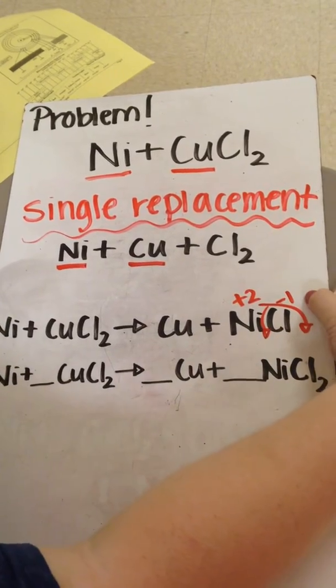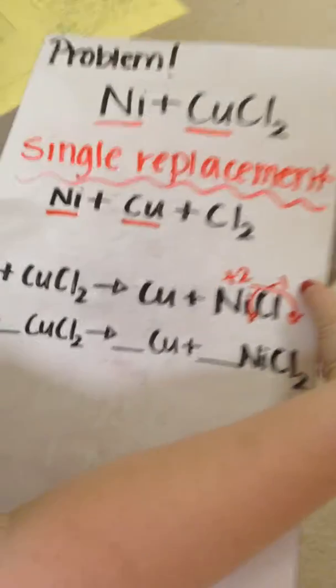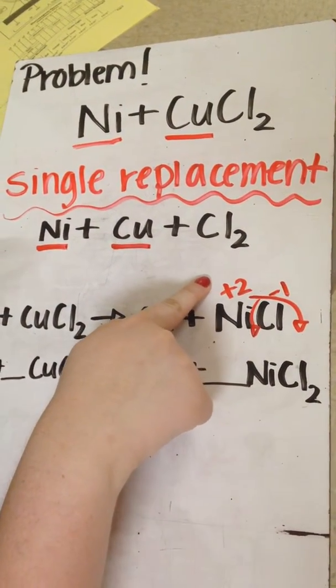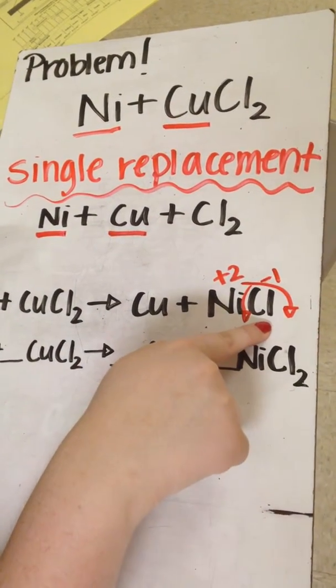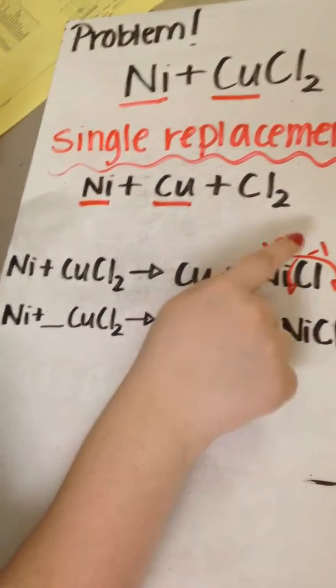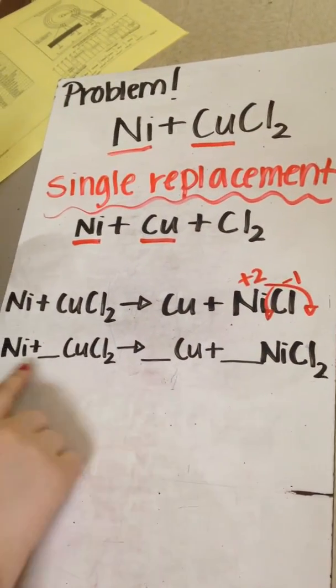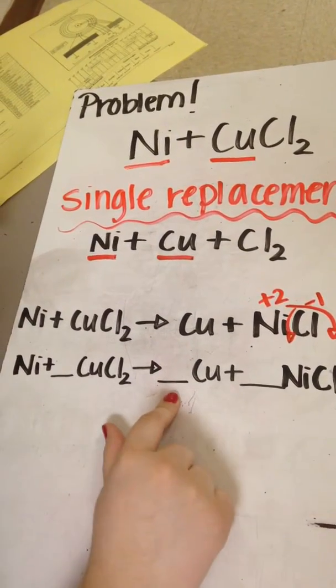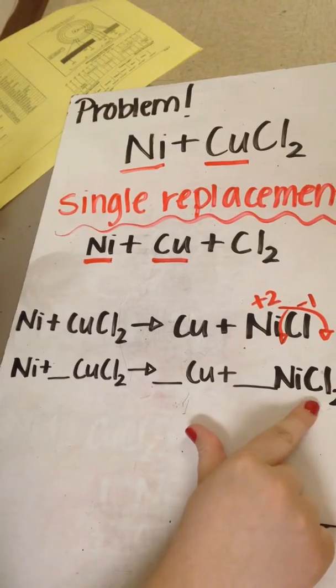So the next step in that is to look at the charges. We assume that the charge of Ni, or nickel, is +2 based off the periodic table. And from that we also know the charge of chlorine is -1. So we'll crisscross those charges down. So it will be written as Ni + CuCl2 yields Cu + NiCl2.